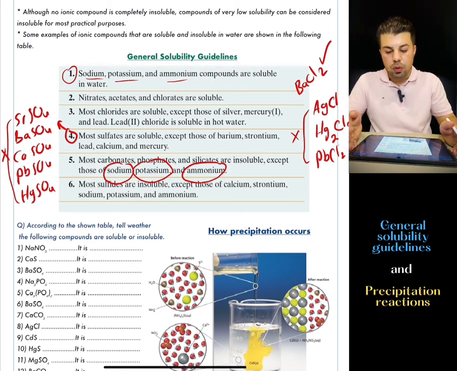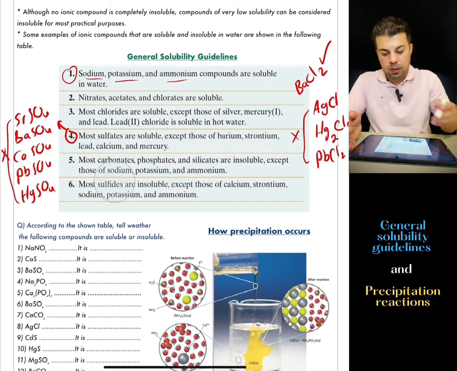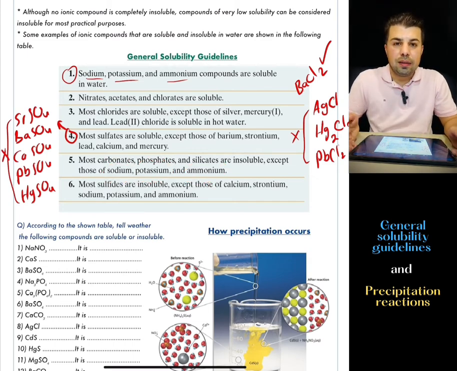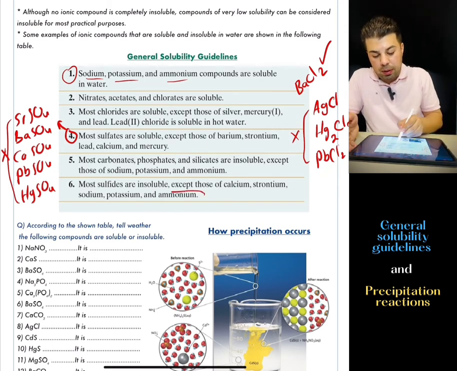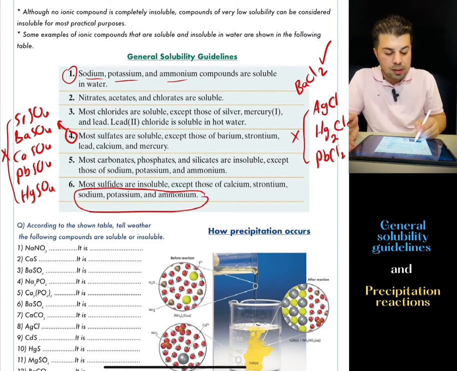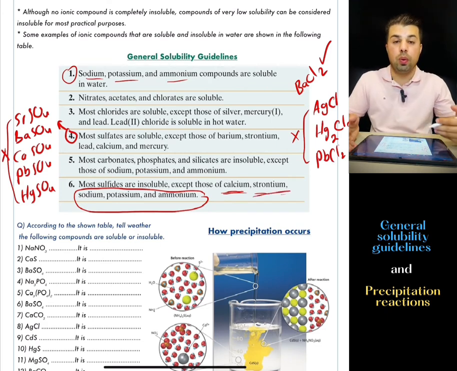Okay. Rule number 6 and the last one. Most sulfide compounds, this is monoatomic and not sulfate like SO4 2-, but it is sulfide S 2-, are insoluble except those of calcium, strontium, sodium, potassium, and ammonium. Sodium, potassium, ammonium, again, rule number one, and calcium, strontium. So rule number one plus calcium and strontium with sulfide make soluble compounds. And the rest of sulfide compounds are insoluble.